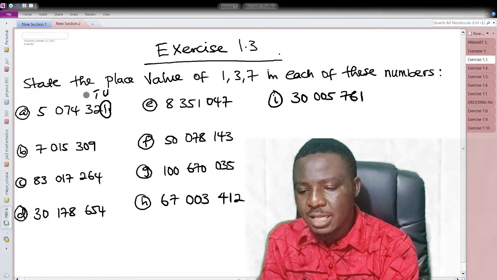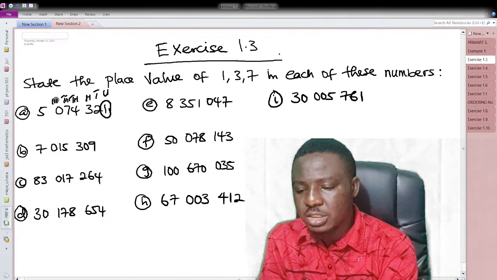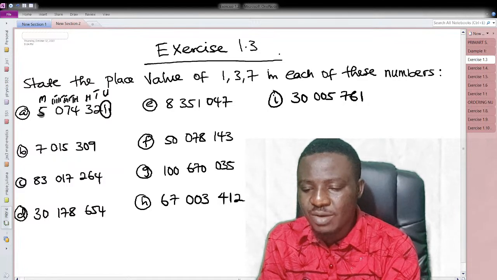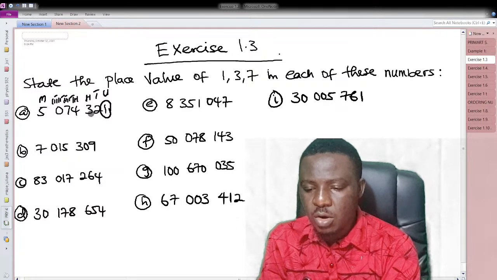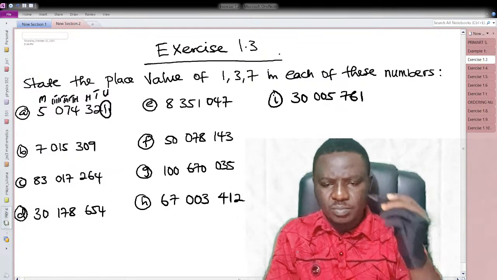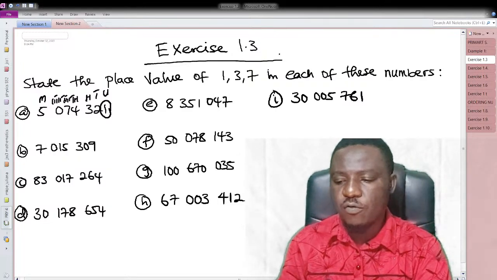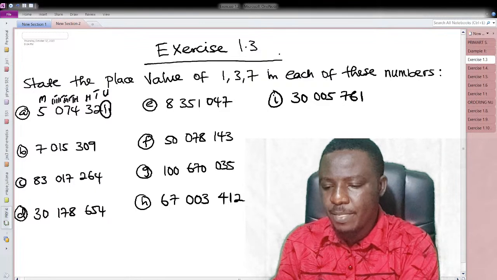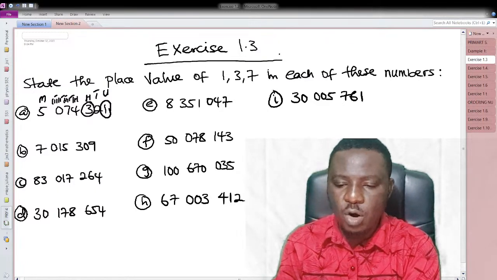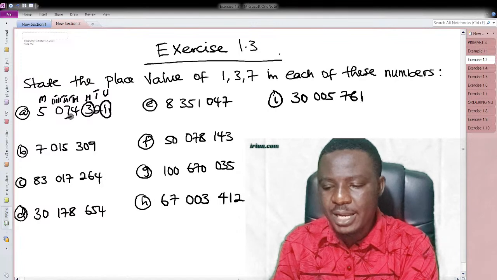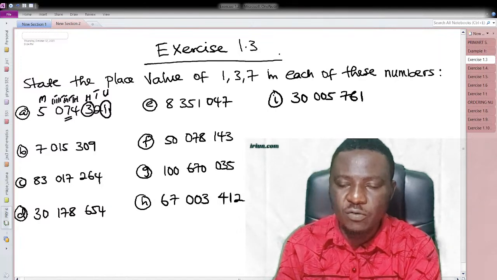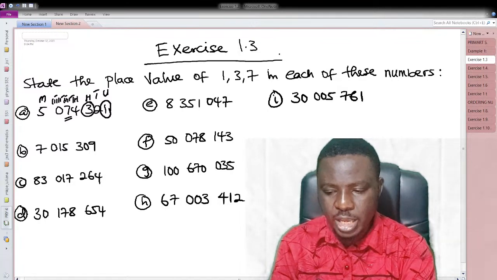We have the tens, the hundreds, we have the thousands, we have the tens of thousands, we have the hundreds of thousands, and we have the million. So this is stated to be the place value of million, hundreds of thousands, tens of thousands, thousands, hundred, tens, and units. So 1 takes the place value of unit. What about 3? 3 is occupying the place value of 100, and 7 is occupying the place value for tens of thousands. That is the solution to A.